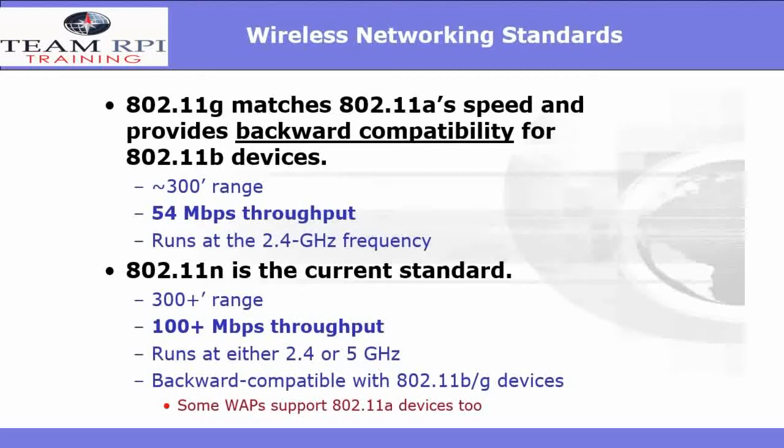Most wireless devices that you buy today will be using the 802.11n standard. It has maximum throughput of over 100 megabits per second, and it runs on either the 2.4 or 5 gigahertz frequency, as well as being backwards compatible to B and G.